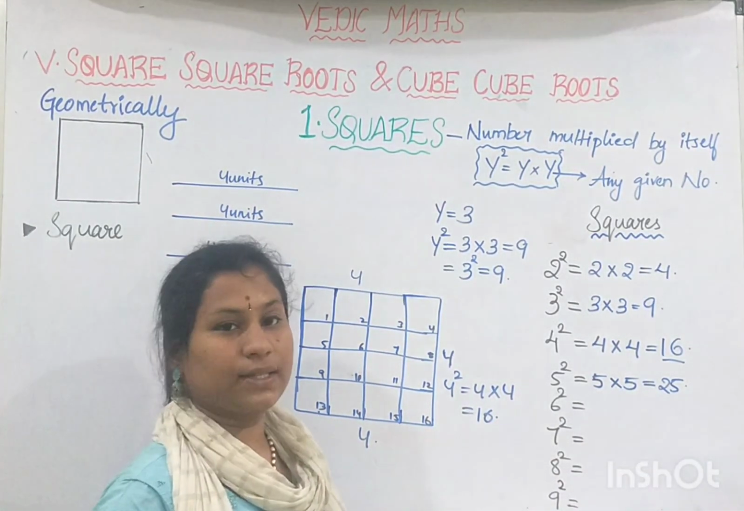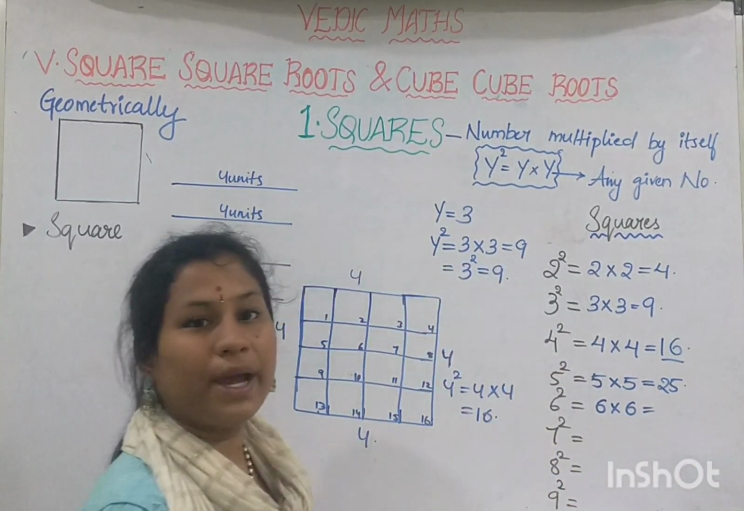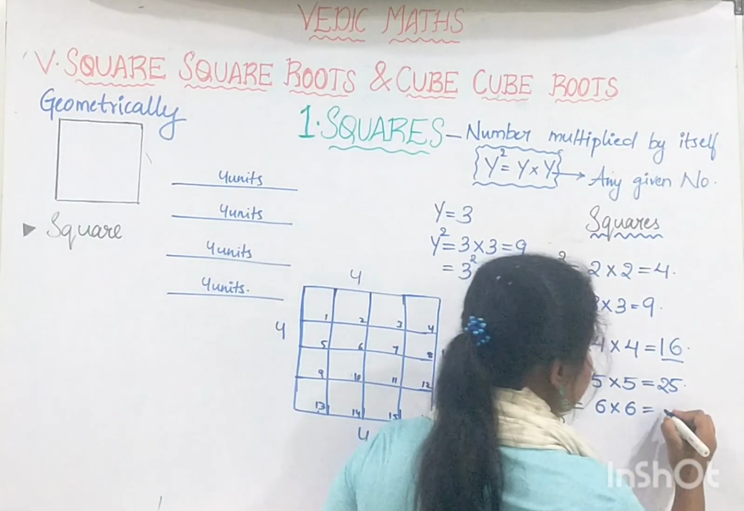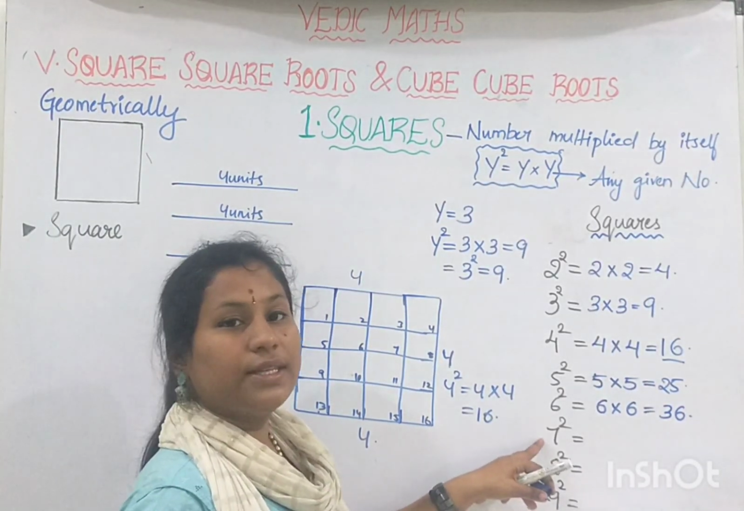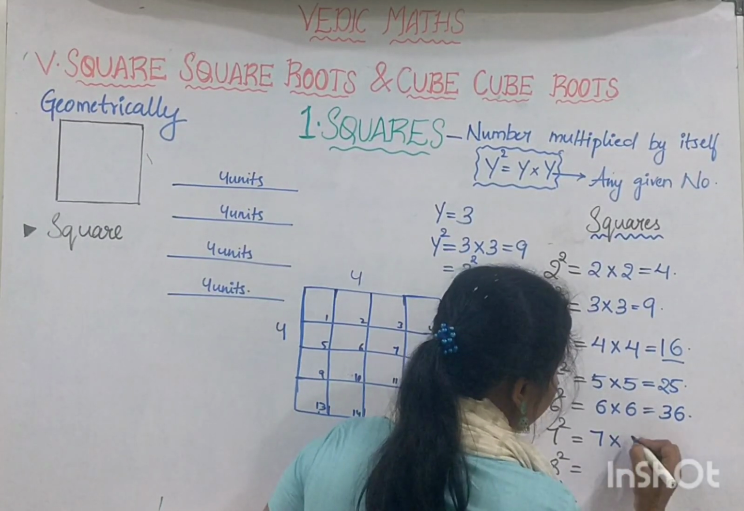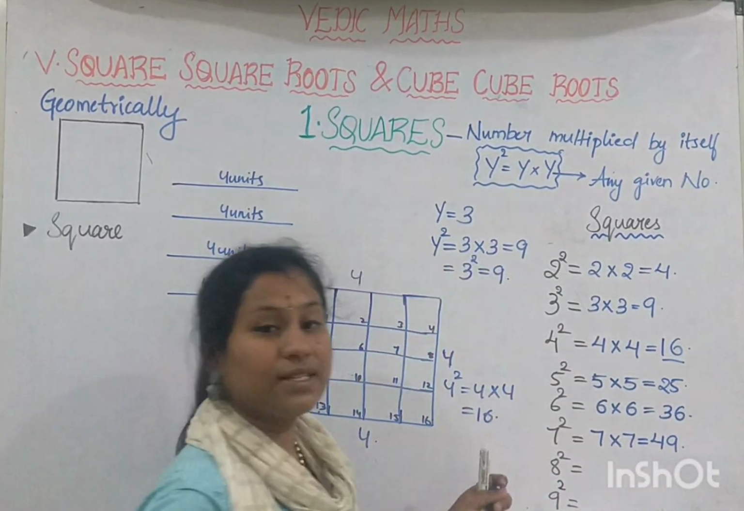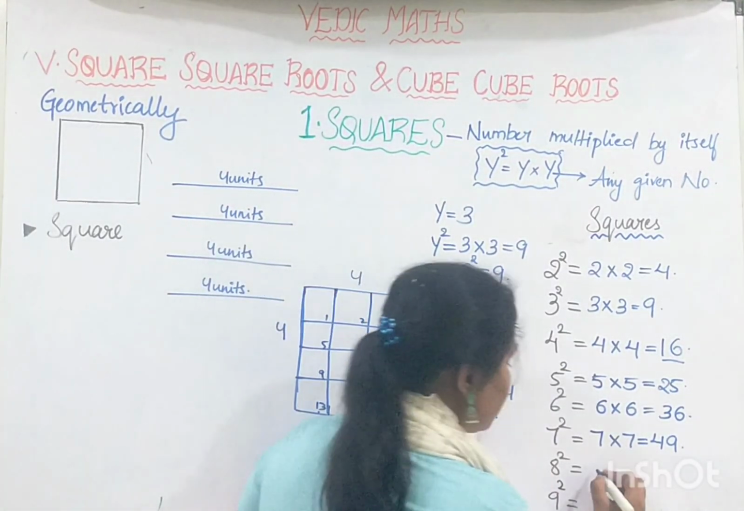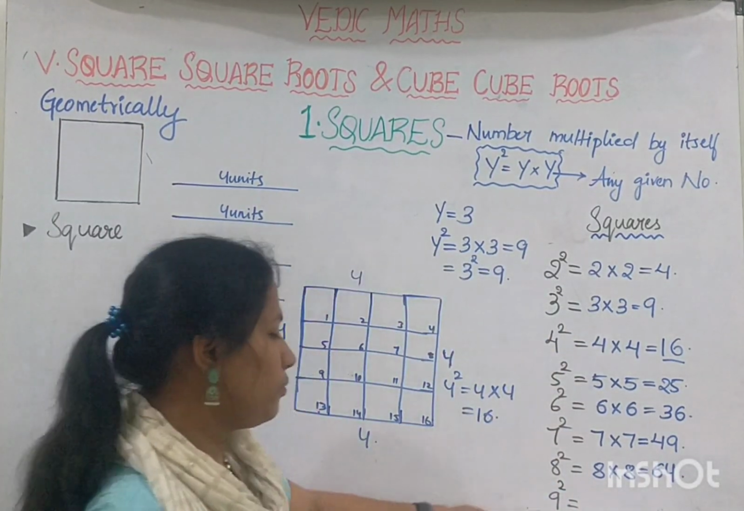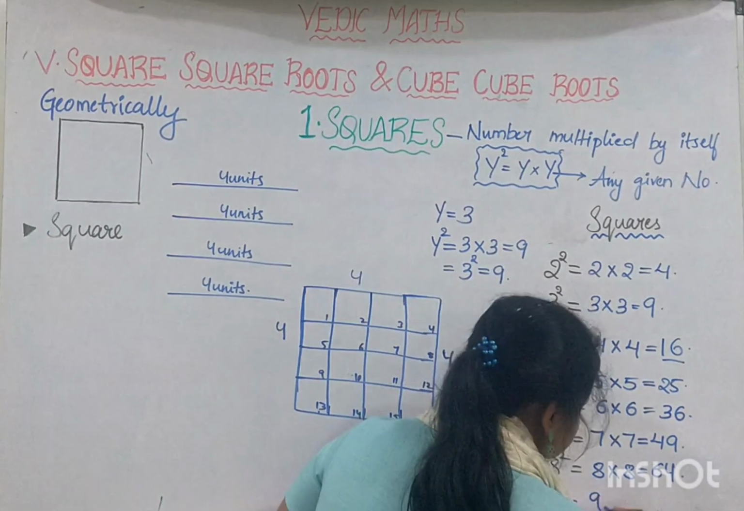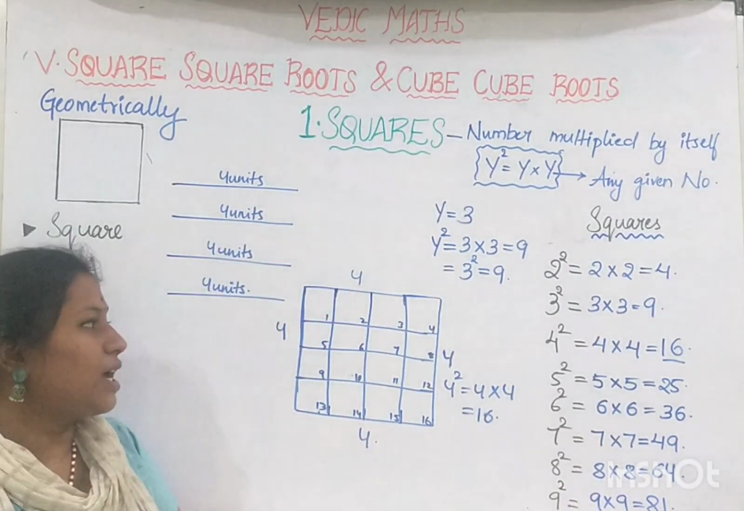Now let's see 6 square. 6 square means 6 into 6. We have to multiply the given number by itself 2 times. Then we will get 6 into 6 is equal to 36. Next 7 square. 7 square means we have to multiply the given number by itself 2 times. 7 into 7 is equal to 49. Next 8 square. 8 square means 8 into 8 is equal to 64. Next 9 square. 9 into 9 is equal to 81. These are the squares.